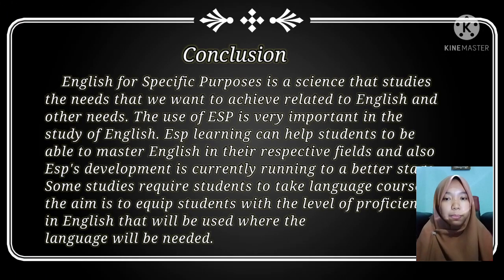Okay, the conclusion about the material. English for specific purposes is a science that studies the needs of what we want to achieve relative to English and other needs. The use of ESP is very important in the study of English. ESP learning can help students to be able to master English in their respective fields, and also ESP development is currently running to a better stage. Some study requires students to take language courses. The main aim is to equip students with the level of proficiency in English that will be used where the language will be needed.